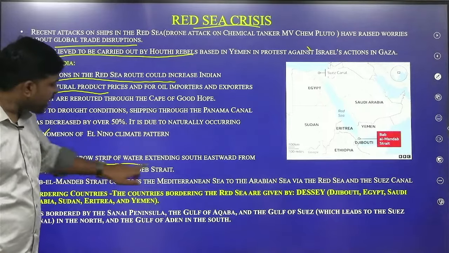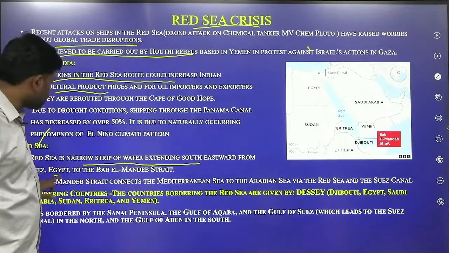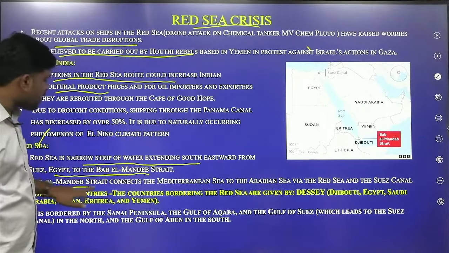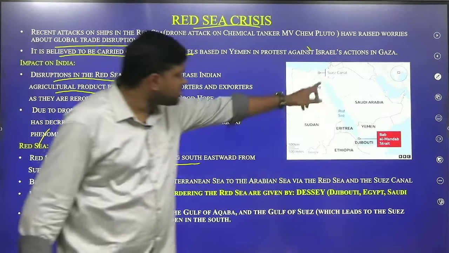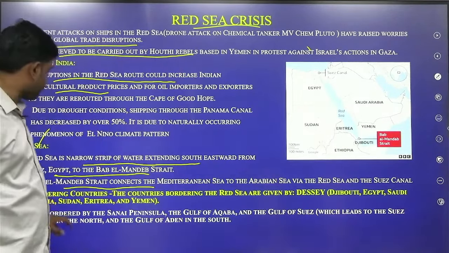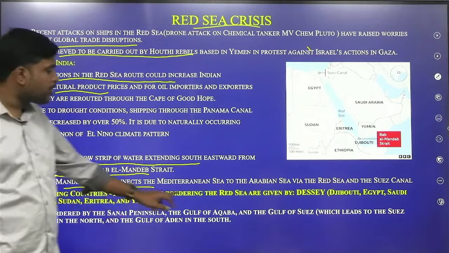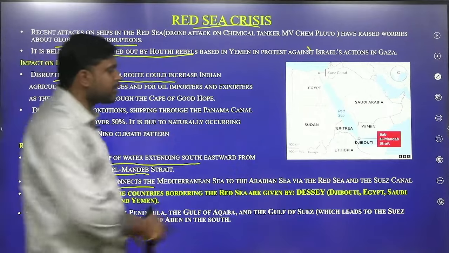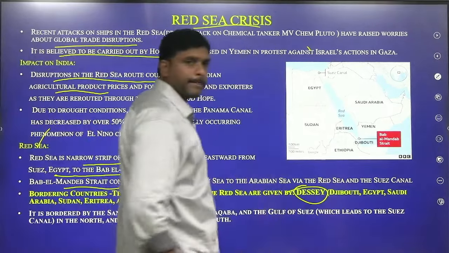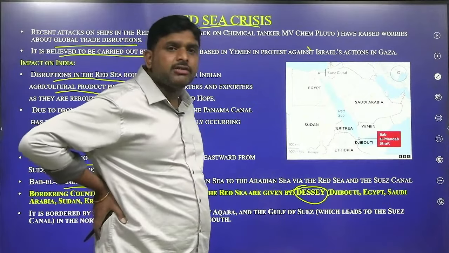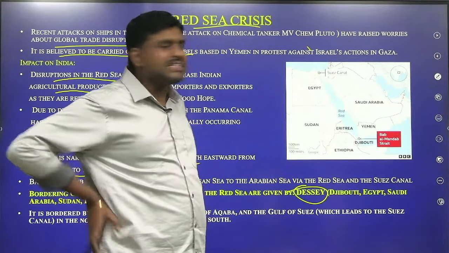The Red Sea is a narrow strip of water extending southeastwards from Suez, Egypt to the Bab-el-Mandeb. The Bab-el-Mandeb strait connects the Mediterranean Sea to the Arabian Sea via the Red Sea. The countries bordering the Red Sea are given by whom? Desi. Remember this: Desi. The bordering countries of the Red Sea.